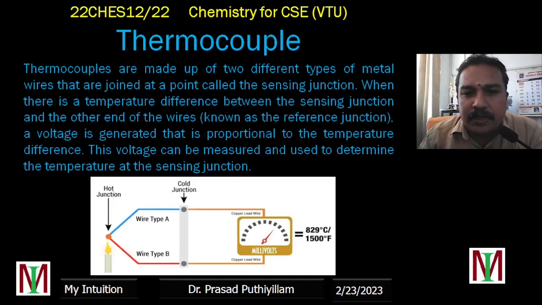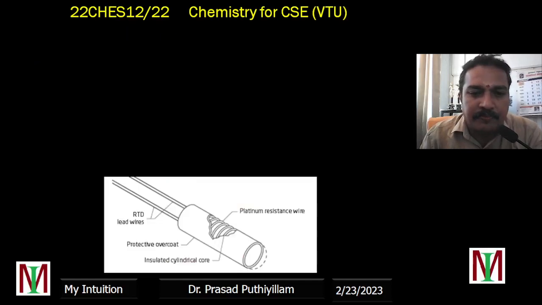Thermocouples are made up of two different types of metal wires that are joined at a point called the sensing junction. When there is a temperature difference, here I kept a candle. In normal applications it will be the atmosphere. Based on the temperature difference between the sensing junction and the other junction, this is the sensing junction and this is the cold junction, it will measure the temperature present.